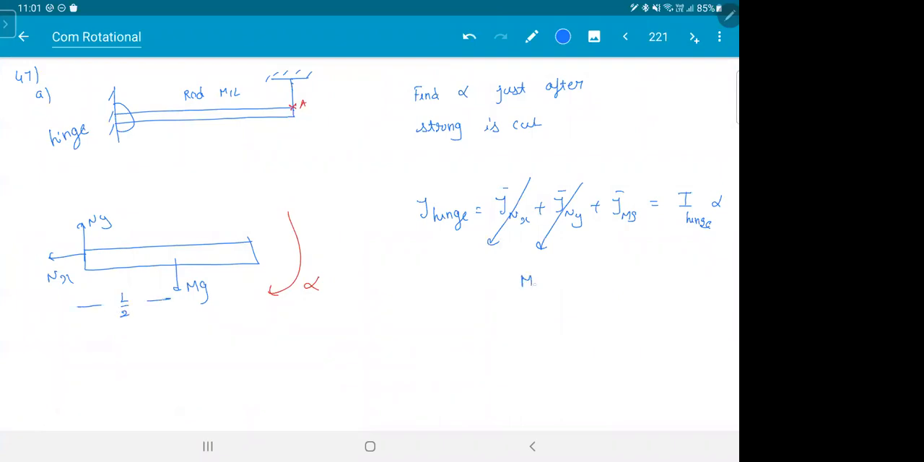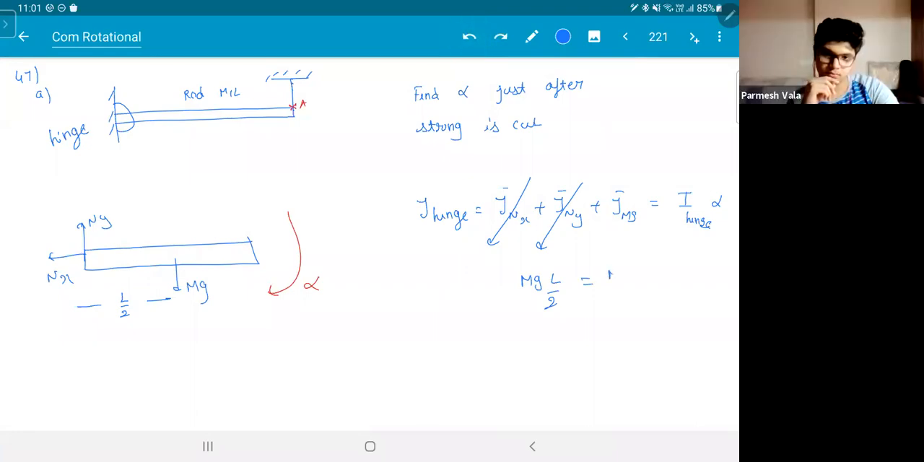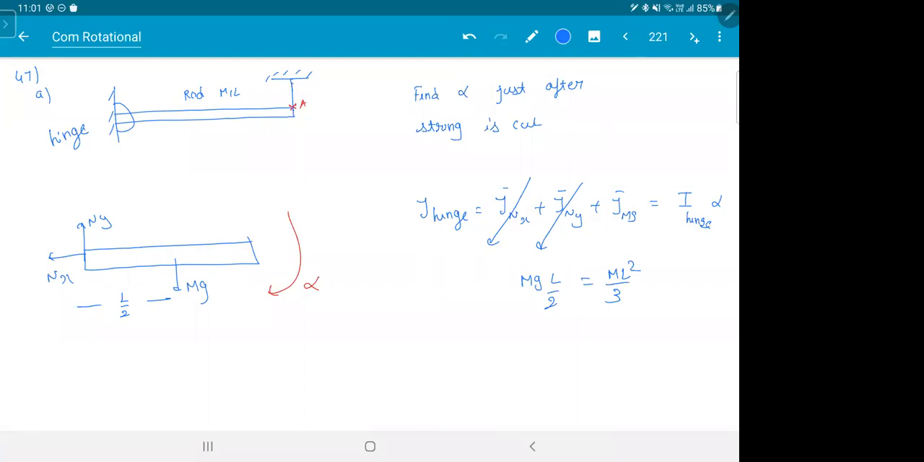So what is the torque? Mg L by 2. What is I? Anyone? What is the I about the hinge? ml square by 3. ml square upon 12. Yeah, 12 is about the center, this one is about the edge. The rotation is about the edge, so it is ml square by 3 into alpha, so alpha would be 3g by 2L. That is all we had to do.